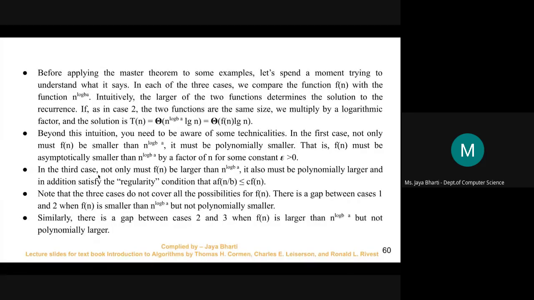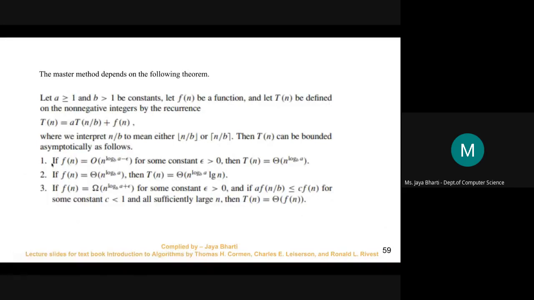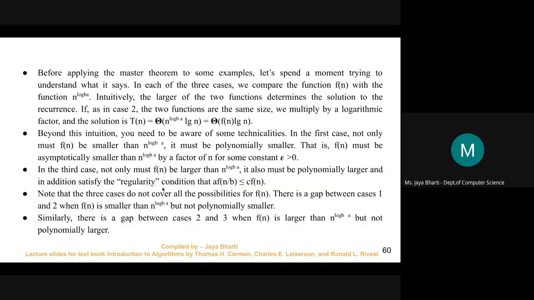In a similar way, for the third case also, f of n should be asymptotically larger than this whole thing. Also note that the master method does not cover all the possibilities for the function f of n. There is a gap between case 1 and case 2. What is the gap here? We are only checking that it should be polynomially smaller. If it is in between, then it is not going to work.